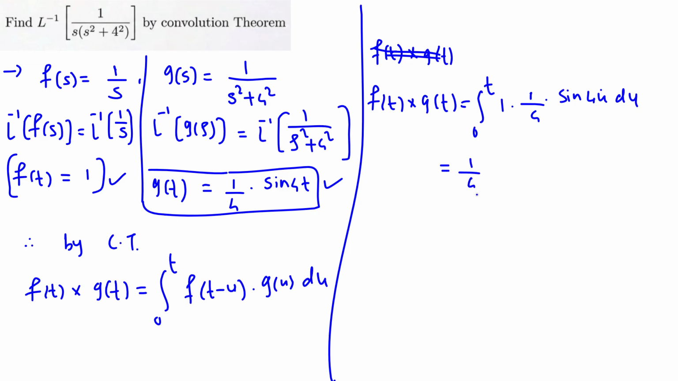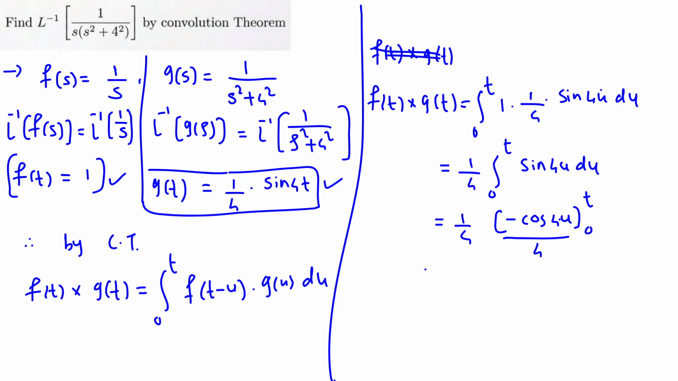1 by 4 constant I am taking outside, so 1 by 4 integral 0 to t sine 4u du. So 1 by 4 in bracket, integration of sine is minus cos, so minus cos 4u divided by its coefficient. Coefficient of u is here 4, so divide by 4, and limits you have to put on the right hand side like this. Now minus sign I'm taking outside, and this 4 also I'm taking outside. Already 4 is outside, so 4 times 4 will be 16, and in bracket you will get cos 4u from 0 to t.